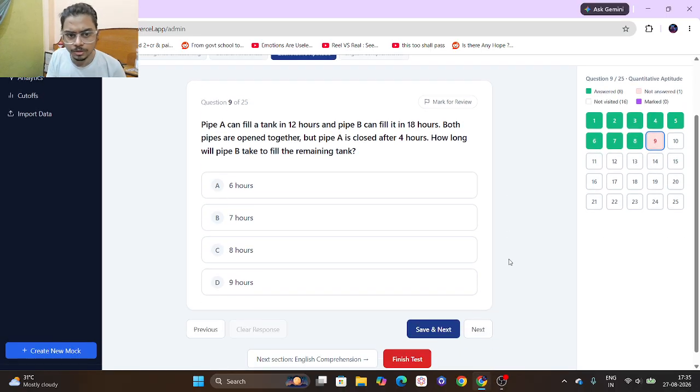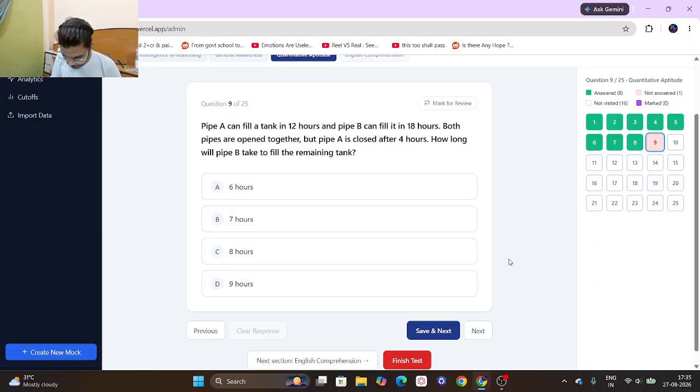Next. Pipe A can fill a tank in 12 hours and pipe B can do it in 18 hours. Total work will be 36 units. और A जो है वो 1 आवर में करेगा 3 यूनिट्स और B जो है वो 1 आवर में करेगा 2 यूनिट्स. A प्लस B मिलके 1 आवर में करेंगे 5 यूनिट्स.